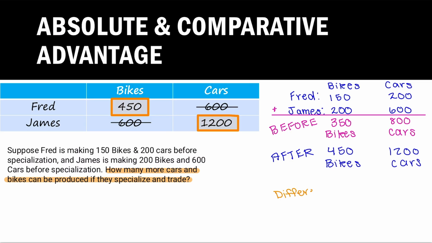So the difference in bikes is the difference between 450 and 350. So there's now 100 additional bikes. Same thing with cars. The difference between 1,200 cars and 800 cars is 400 cars. So by specializing and trading between them, there's 100 additional bikes in the world and 400 additional cars in the world. And remember that when we're looking at these types of problems, our world is only these two people with these two products.